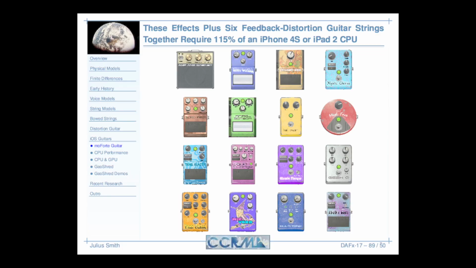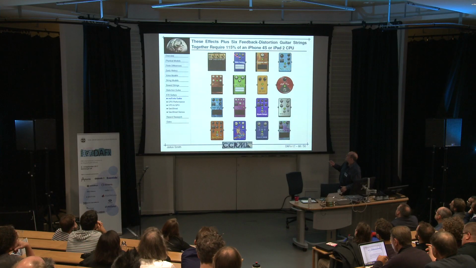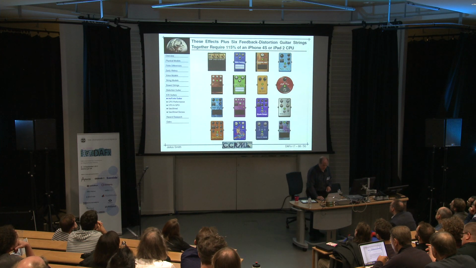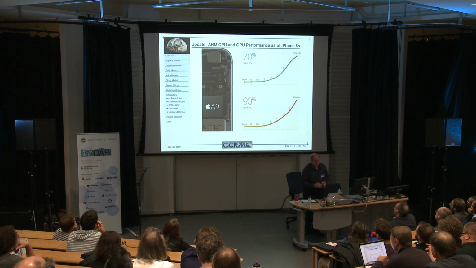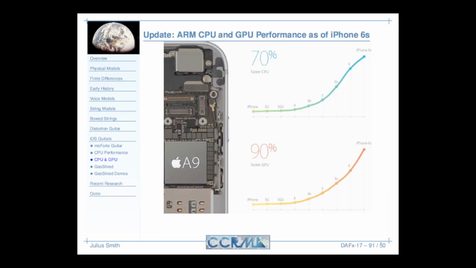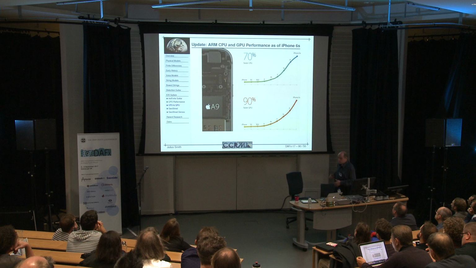So here's all the effects. If you attempt to run all of them in real time, it'll overflow an iPhone 4S, but only by 15%. So you can get all of this going in real time with a 15% overload. There's that power curve, and here it is with the GPU. This also goes to the 6S. Here's the CPU, and then here's the GPU, which is even more strenuously going straight up, following its exponential. So these are powerful devices.